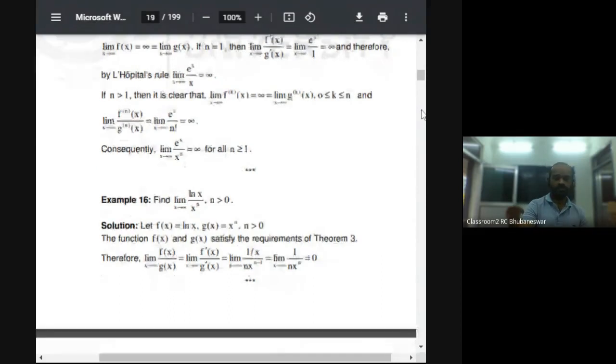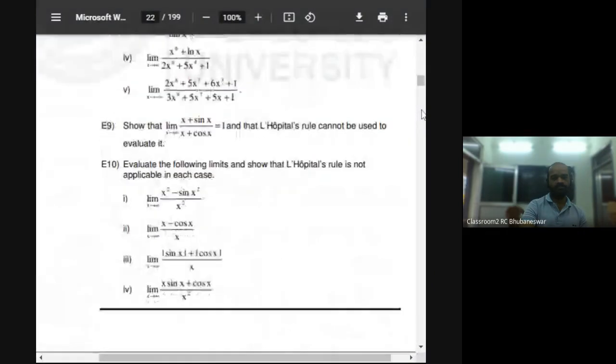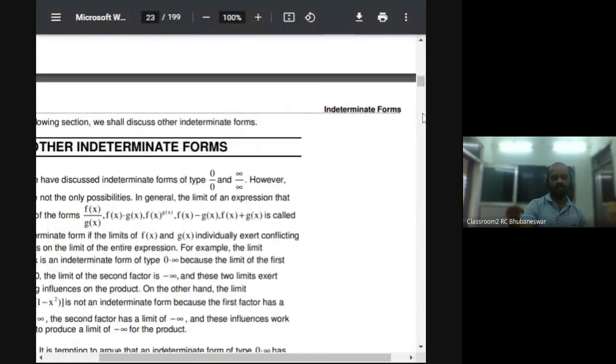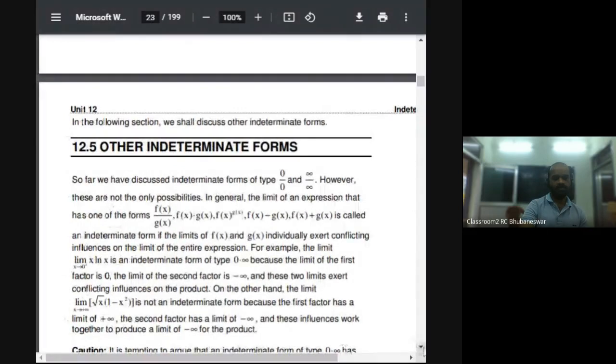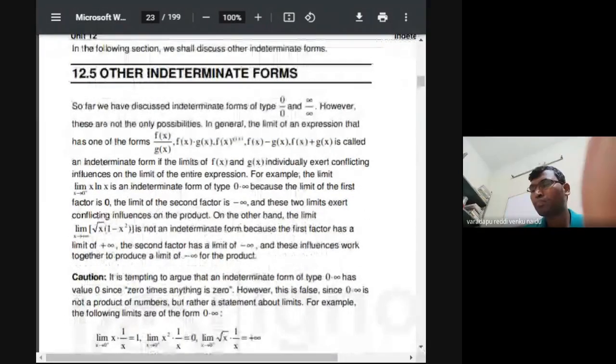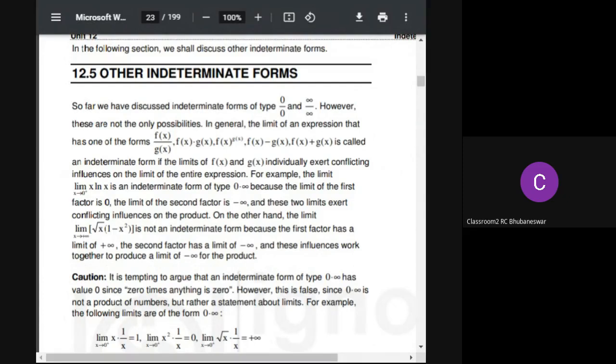Now some other algebraic functions, some monomial functions, are given. Look at the summary of this particular unit. In this summary, we have discussed some other indeterminate forms: 0 by 0 and infinity by infinity. Whenever the 0 by 0 form or the infinity by infinity form appears in a limit, we can directly apply the L'Hopital rule to calculate the result.